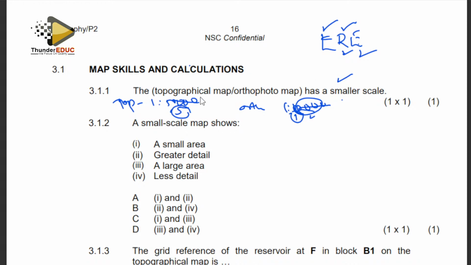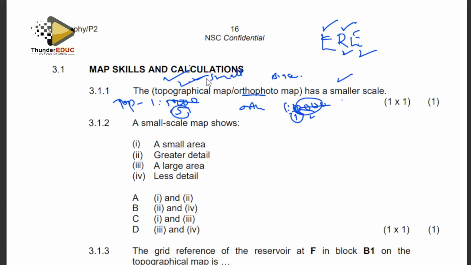Okay, so depending on the area it covers, that is the scale we use. All right, so the topographic map that has got a bigger number, which is 50,000, is a smaller scale. Whereas this one that has got a smaller number is having a bigger scale. I hope that is clear. So the answer here is topographic. Okay, we go to 3.2.